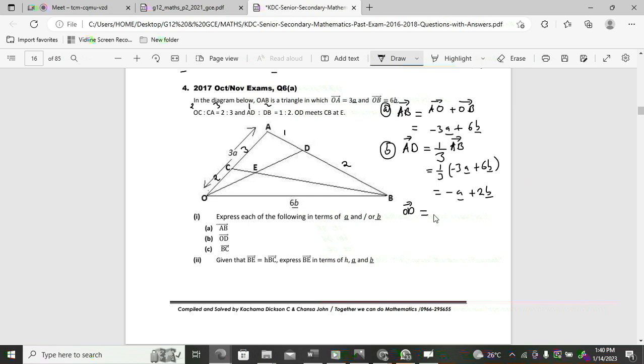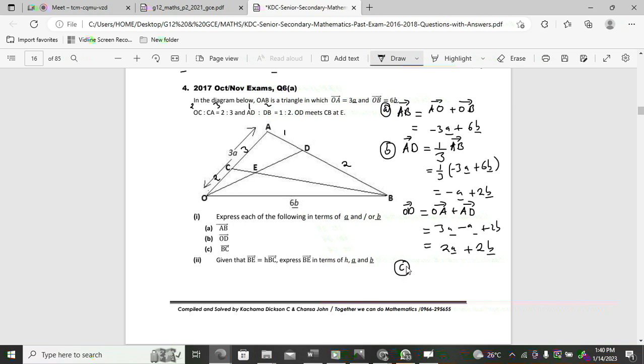Now I can find OD. OD is going from O to A, and then from A to D. OA is 3a, and AD is the one we found, negative a plus 2b. So 3a minus a is 2a, and then 2b. Like that, we have found OD.